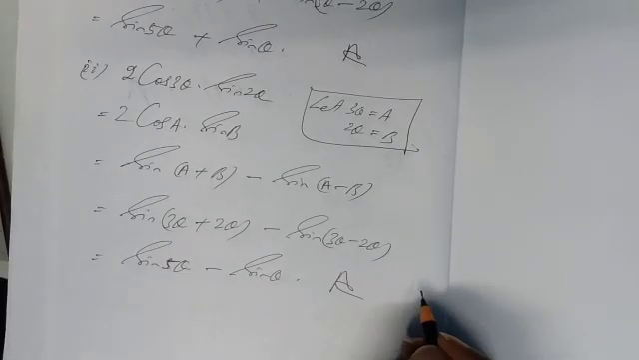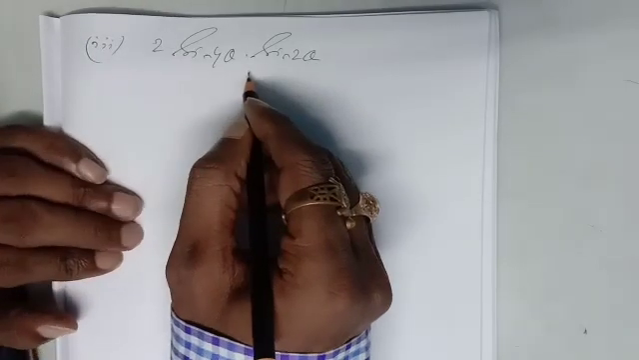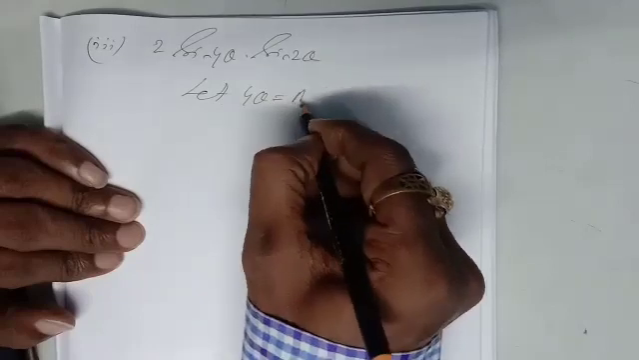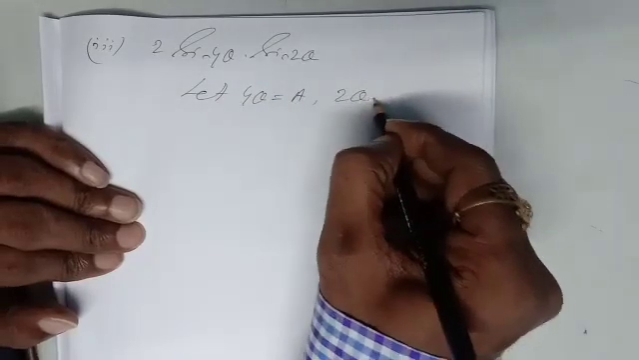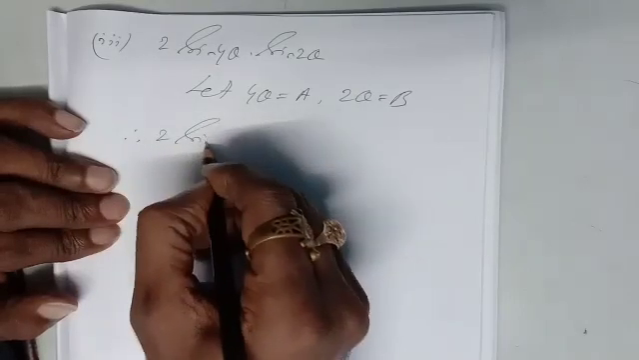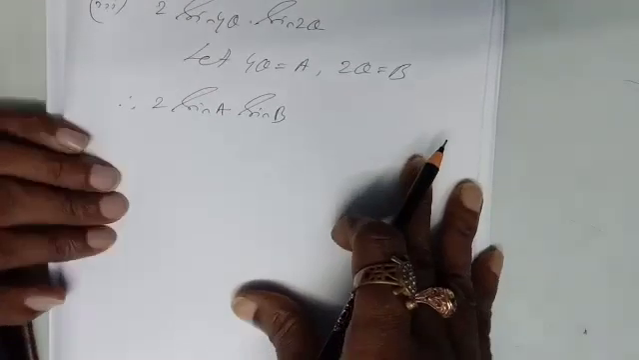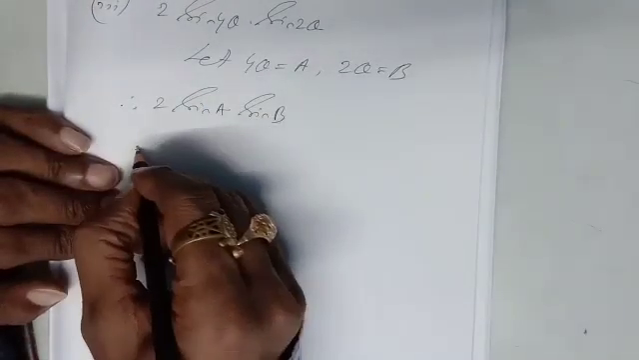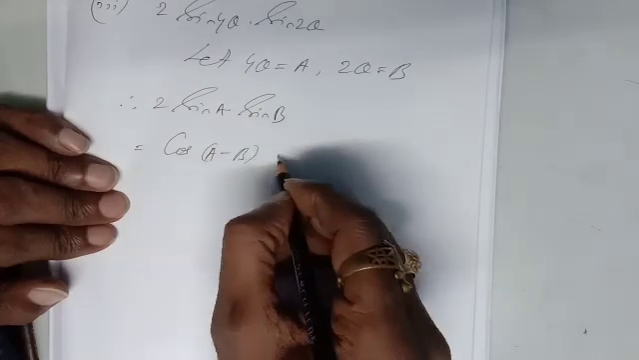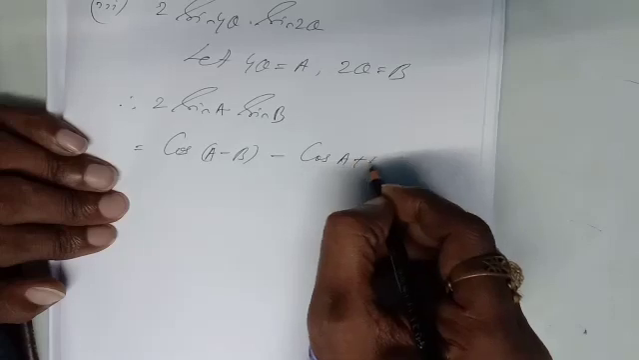Let us go to the third part. Next, the third part question given is 2 sin 4 theta sin 2 theta. Let 4 theta be A and 2 theta be B. Then this will be 2 sin A sin B. What is the formula for 2 sin A sin B? That is cos A minus B minus cos A plus B.